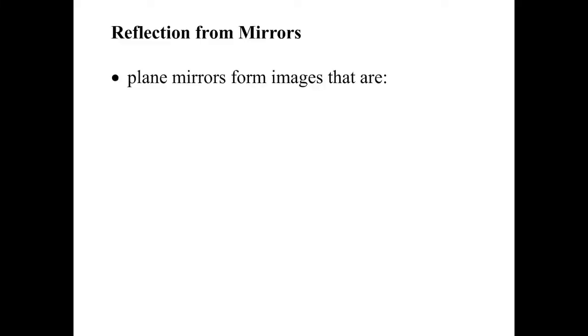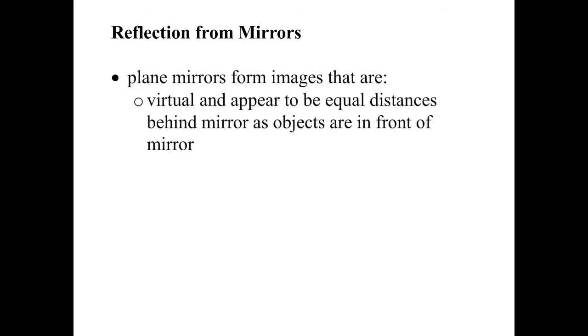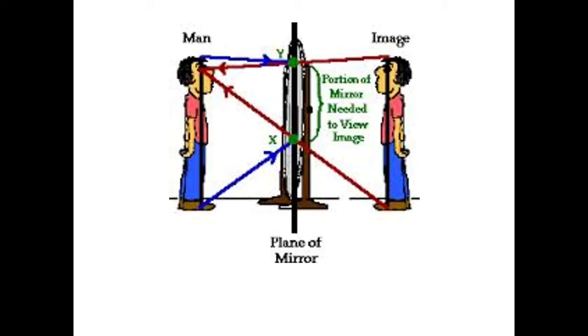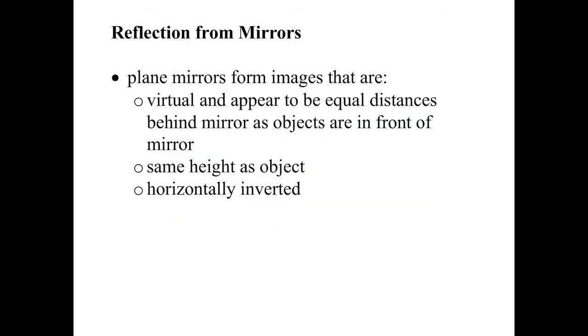All right, so now we're going to talk about reflection from mirrors and how light reflects off mirrors. Plane mirrors form images that are virtual, and appear to be an equal distance behind the mirror as objects are in front of the mirror. What the heck does that mean? Well, that just means a mirror that's straight up and down, like the one in your bathroom. You'll see something that's the same height as you. It's going to be horizontally inverted, though, but you're still right side up, so that's why it's virtual. We'll get more into that and what that means.